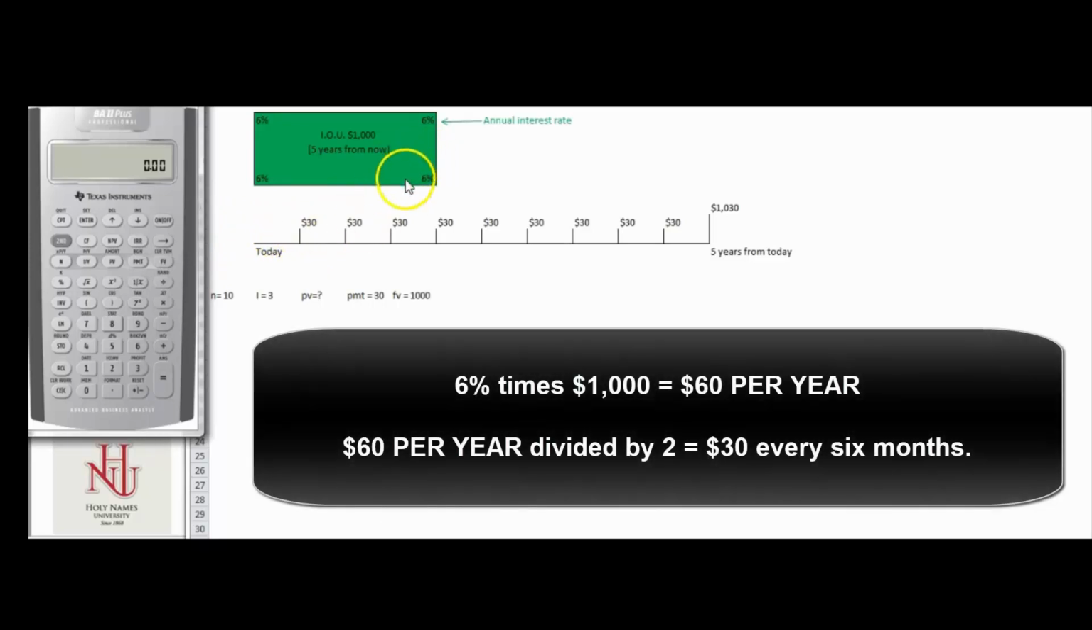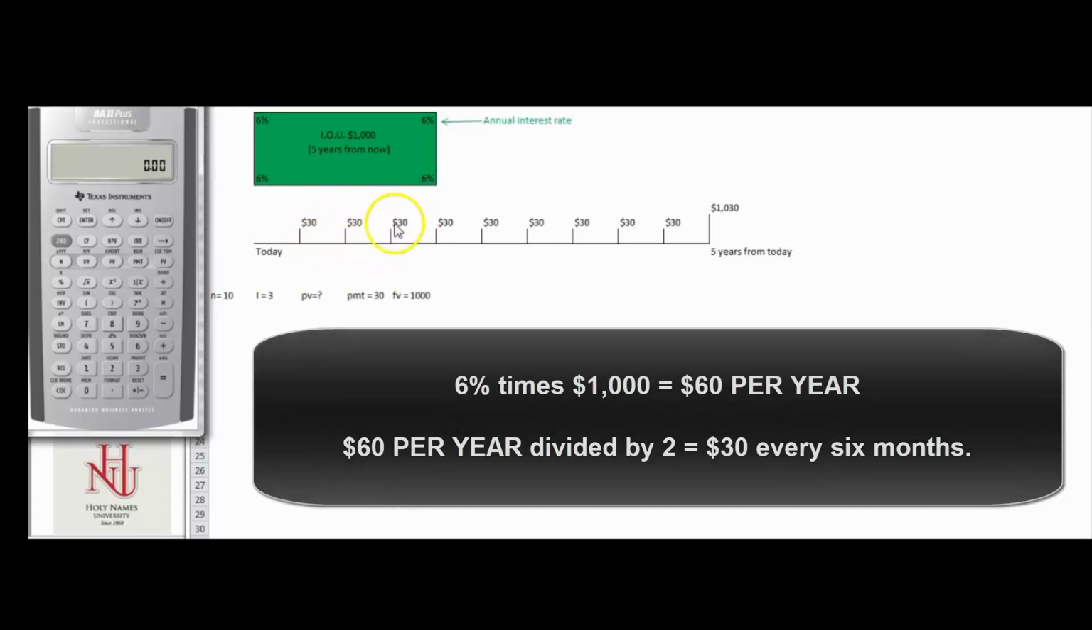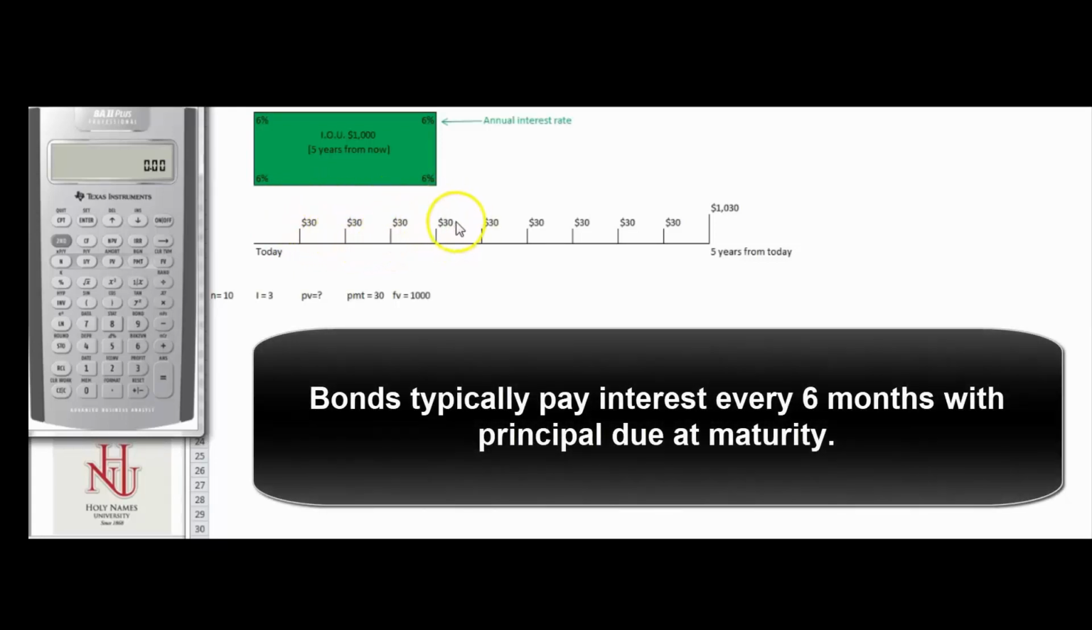Why 30? 6% times 1,000 is 60, divided by 2 because bonds pay interest semi-annually, every 6 months. Gives us 30. 6 months go by, we get another 30. So for that first year, we got our $60. Then another 6 months, another $30, another 6 months, another $30, etc. And then at the end, we'll get $1,030 5 years from now.